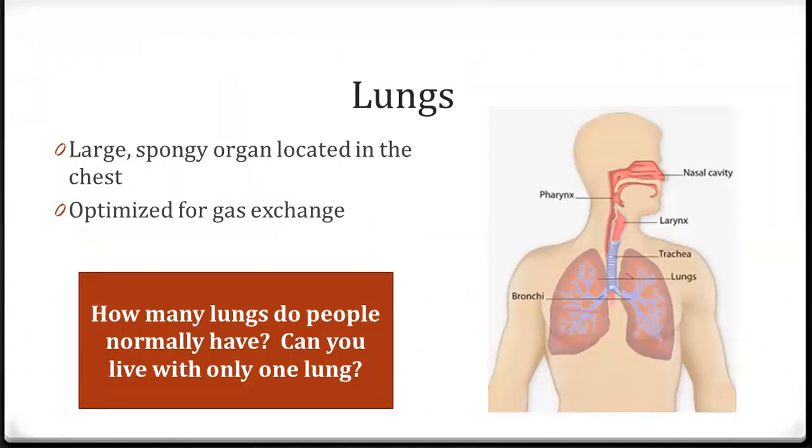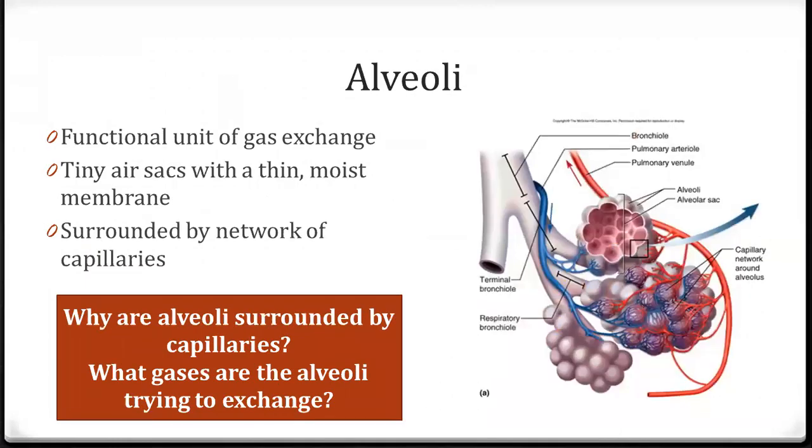The lungs are a large spongy organ that's located in the chest. It's optimized for gas exchange. So it's built in a way to help gas get in and out. The alveoli are the functional unit in the lungs that helps do that. That's what helps do the gas exchange. They're tiny air sacs that have thin, moist membranes that allow for diffusion. They're surrounded by a network of capillaries.